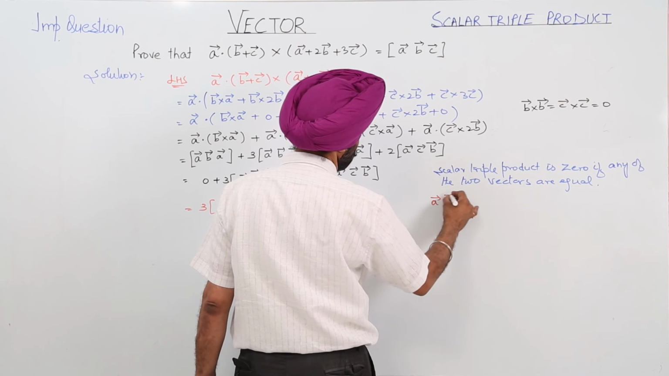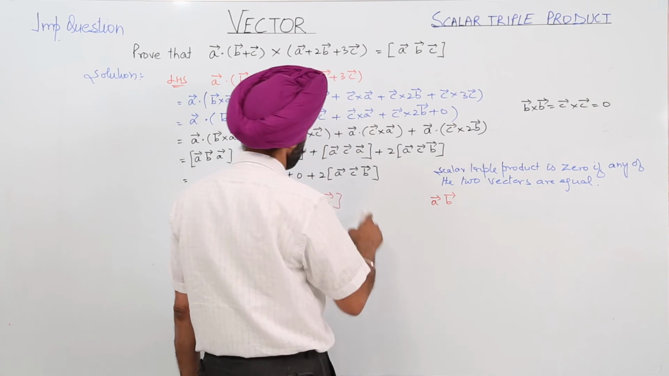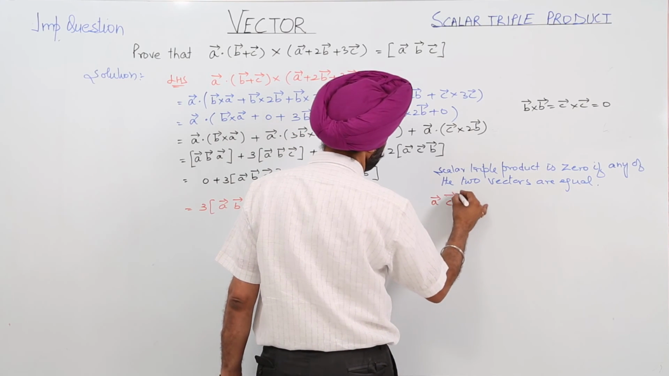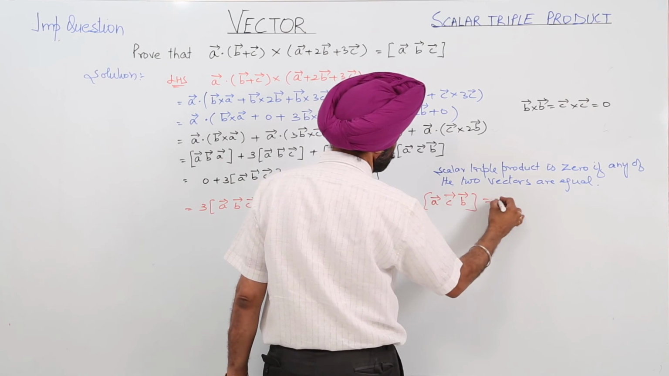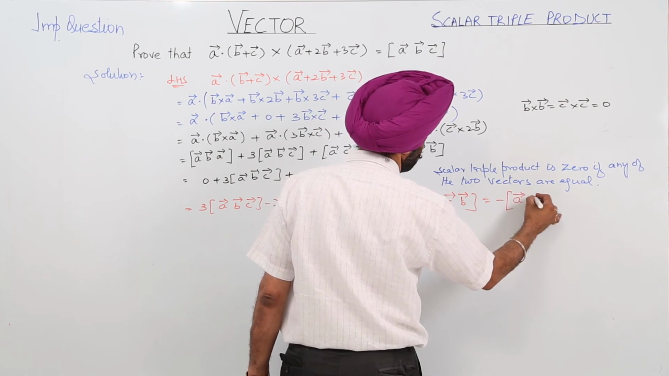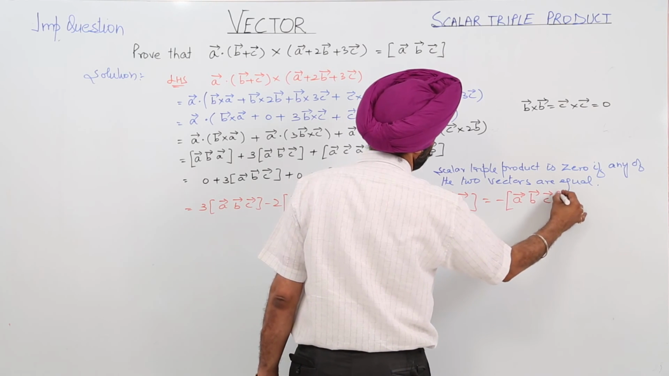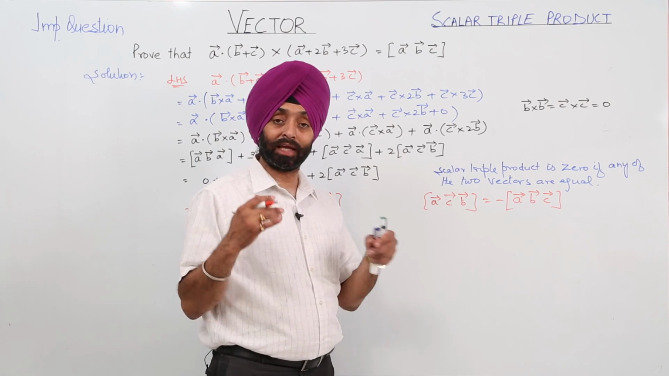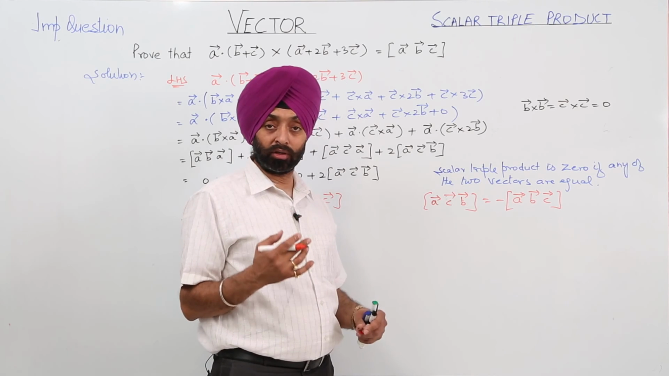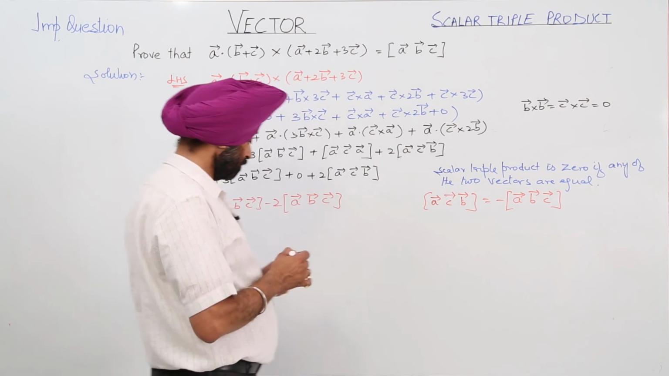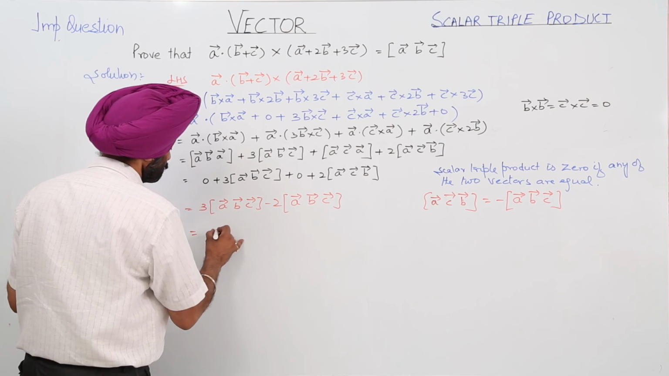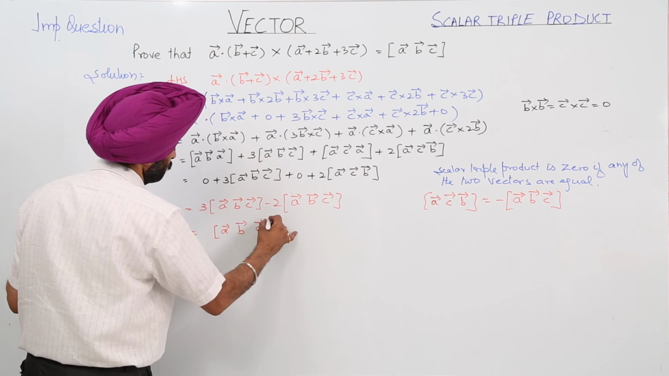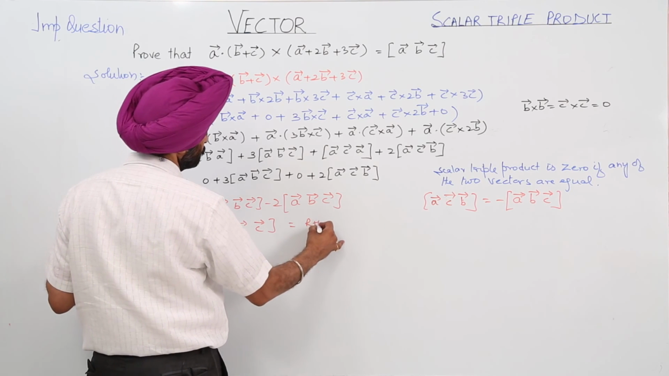Vector A, vector B, vector A, vector C and vector B, this is equal to negative of vector A, vector B, vector C. Now, we have already done a property that if the vectors are not in the cyclic order, to make them in the cyclic order, we have to put a negative sign. Okay. So now this is equal to vector A, vector B, vector C is equal to right hand side.